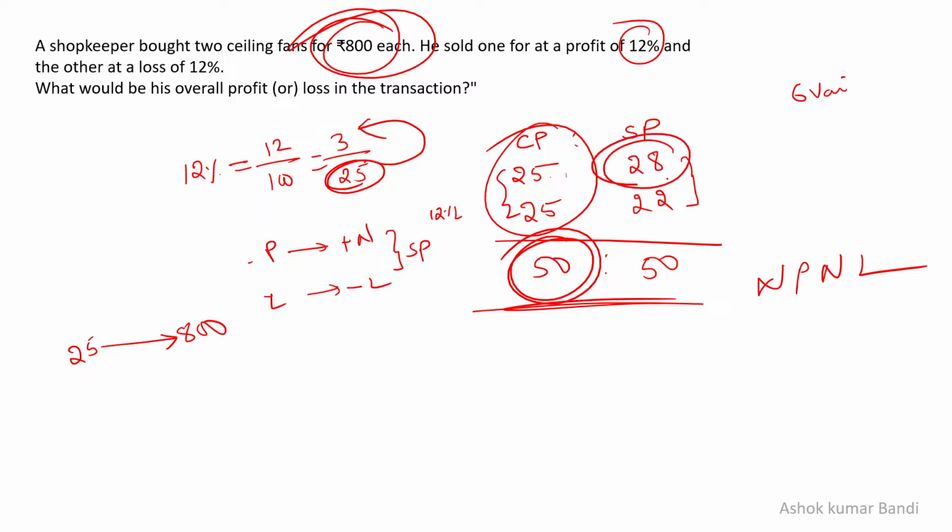Well, let's find out SP1. How are you going to find out SP1? I know my value 25 is equal to 800 in the original problem. Then my value 28 is equal to how much in the original problem? Simply do the cross multiplication. You will get your answer. By 25, I think you are going to get 896 again.